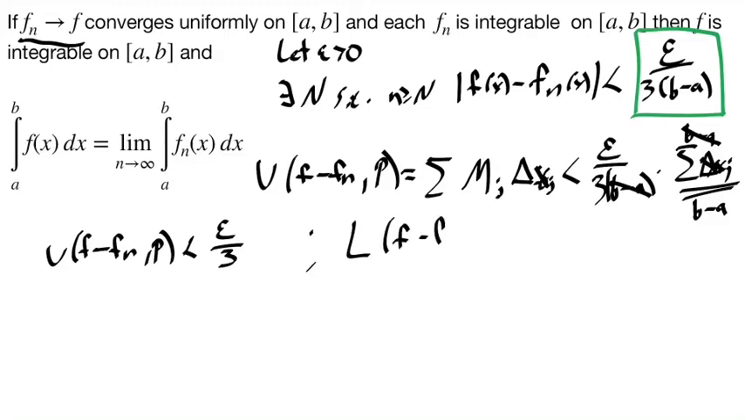Similarly, I can get that my lower estimate for f minus fn, and notice this is true for any partition, it doesn't matter which partition you choose, has to be greater than negative epsilon over 3. So that upper and that lower have that epsilon over 3 connection.